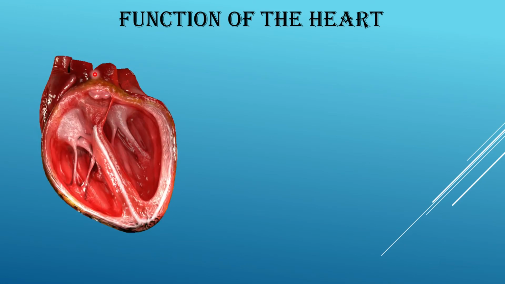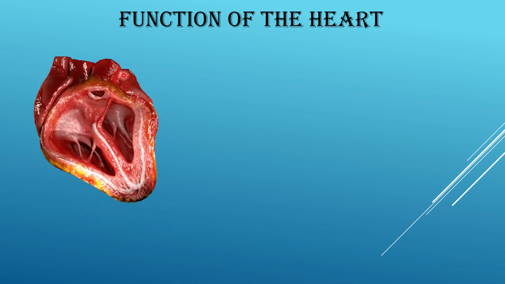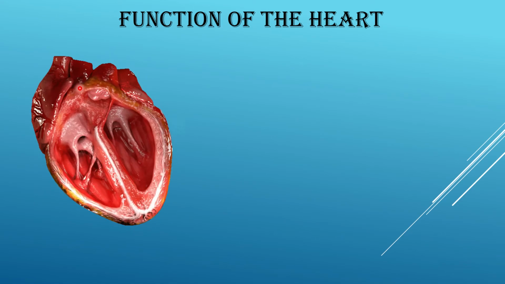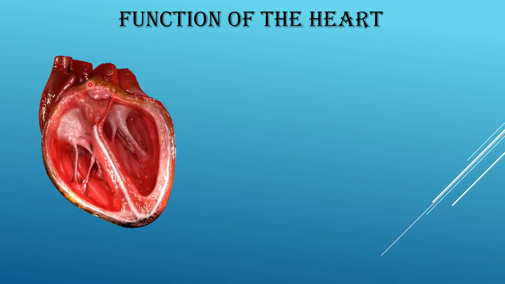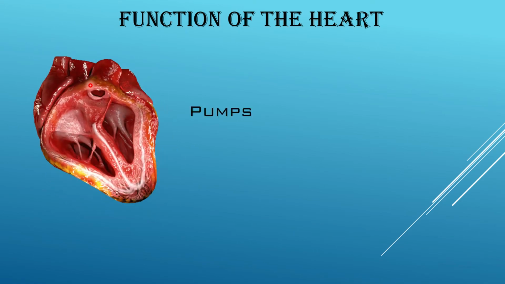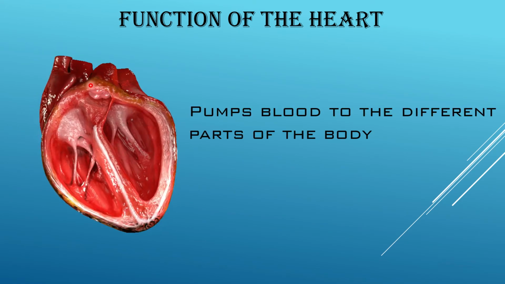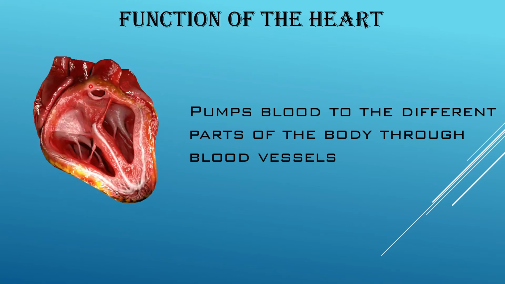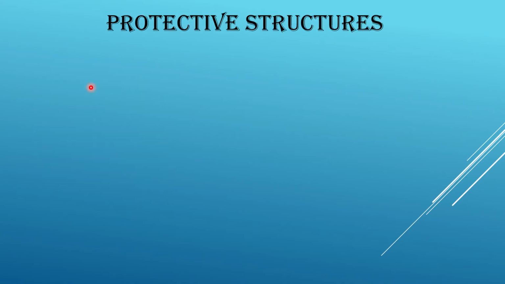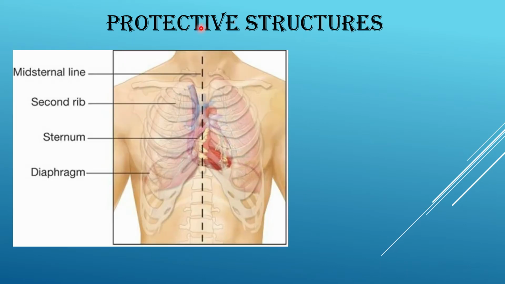And these are the blood vessels. You can see the blood vessels that bring blood to the heart and the blood vessels that are taking blood away from the heart. Now let us see the function of the heart. You can see here it pumps blood to the different parts of the body through the blood vessels. Now we come to the protective structures of the heart.